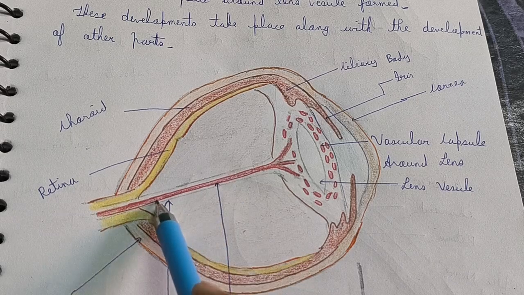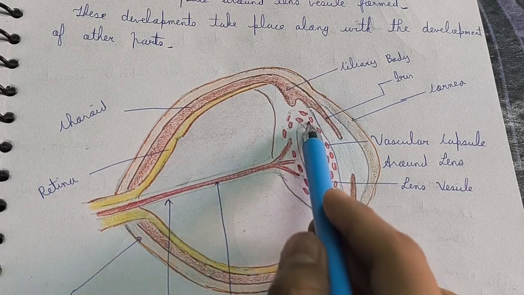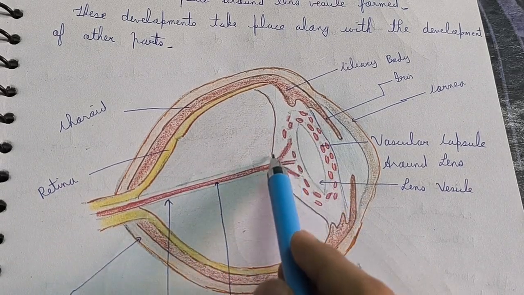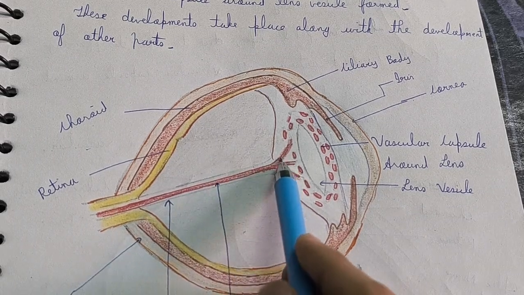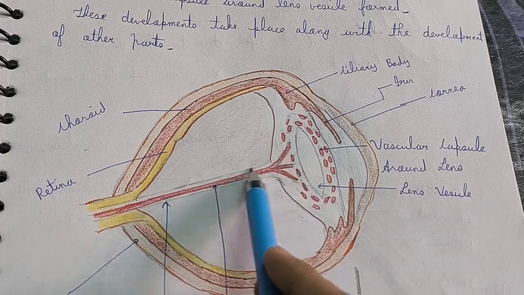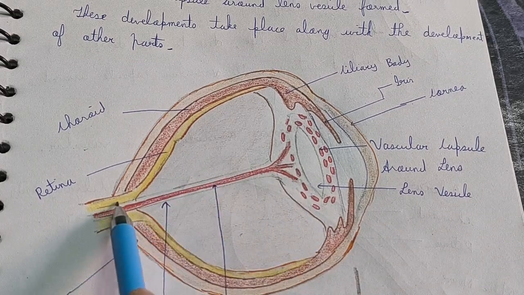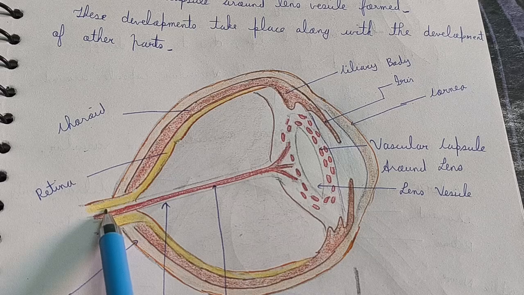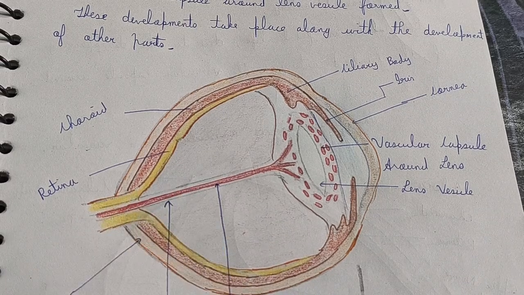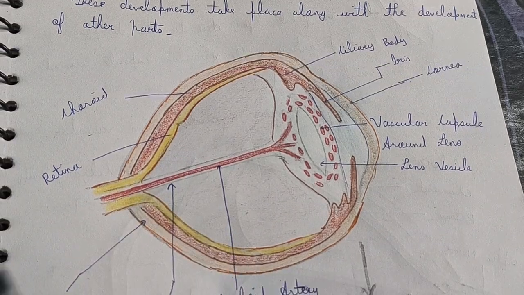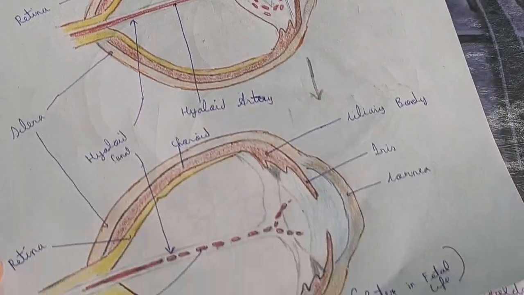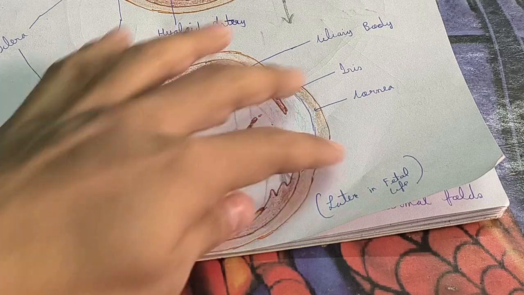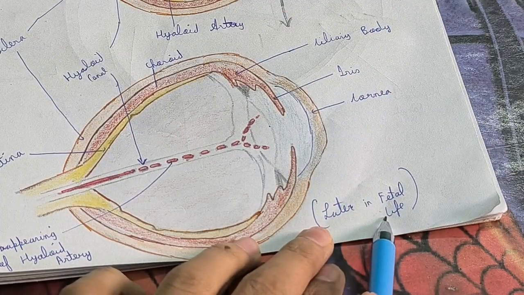And this is the hyaloid artery, and this is the vascular capsule, and you can see that this hyaloid artery is passing from the lens and going through the vitreous humor into the optic nerve part through this hyaloid canal. Now, this is the initial part of the fetal life. Now later in fetal life, this is the condition. So I have drawn it later in fetal life.